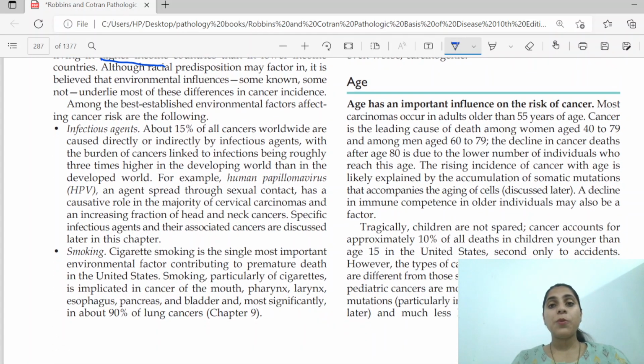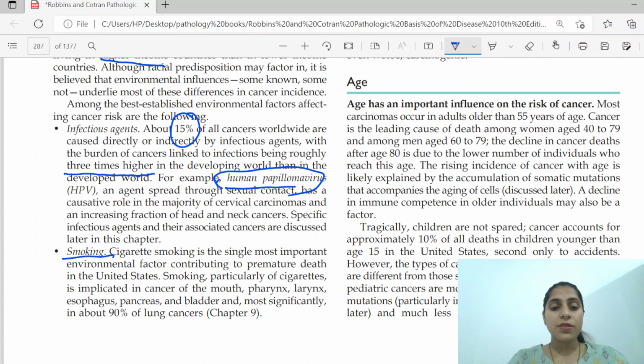So regarding infectious agents, 15% of all malignancies are due to infectious agents, with the burden of cancer linked to infections being roughly 3 times higher in developing countries. So over the world it is 15%, but if you are living in a developing country, this is up to 3 times more. That can be up to 45% of all the cancers in a developing country associated with infectious agents. The infectious agents are human papilloma virus and other viruses, discussed in the later part of the subject.